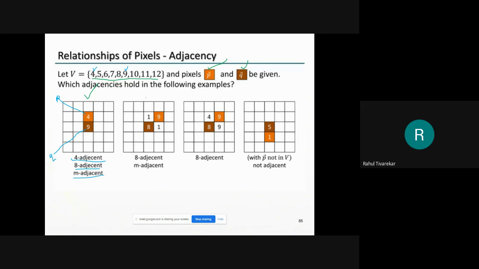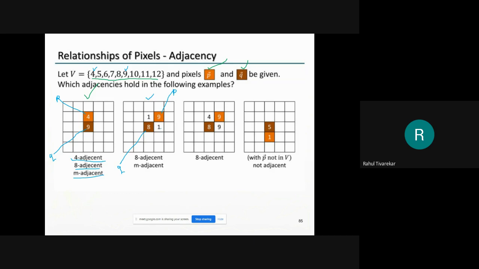This is another image where pixel P is here, pixel Q is here, and the surrounding pixels, some other pixel values 1 and 1, are given just for the sake of giving. Now, whether these are 4-adjacent, the answer is no. Why? Because they are not horizontal or vertical neighbors of each other. They are diagonal neighbors, isn't it?